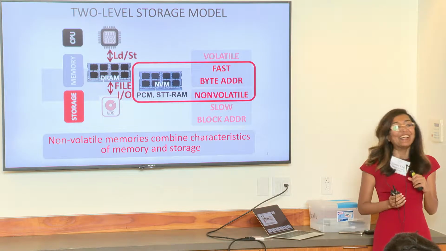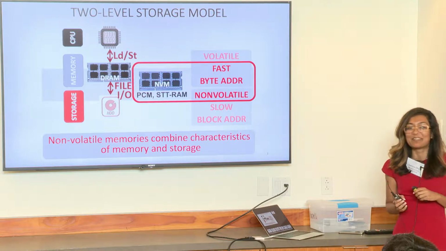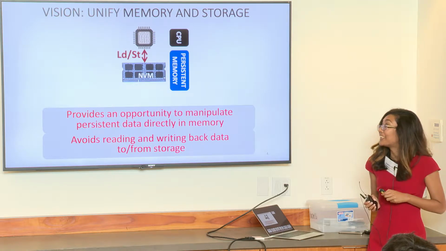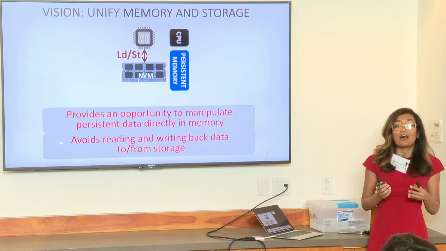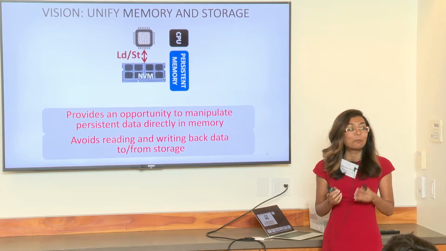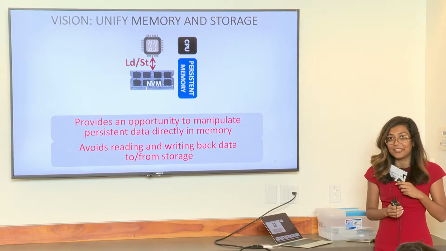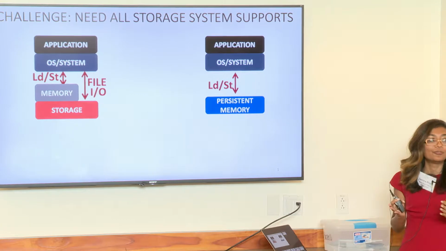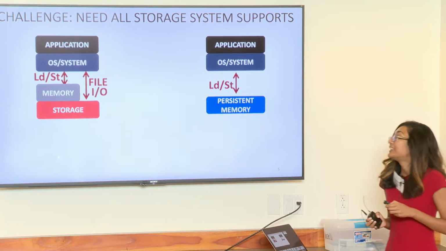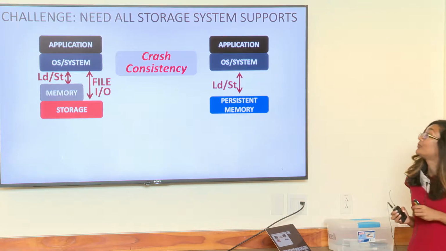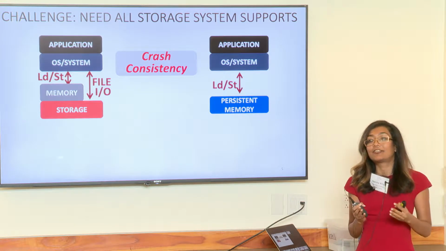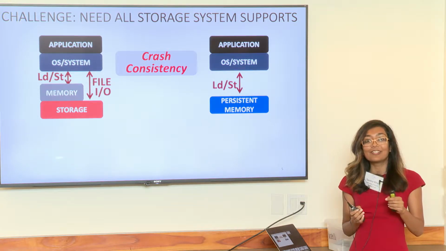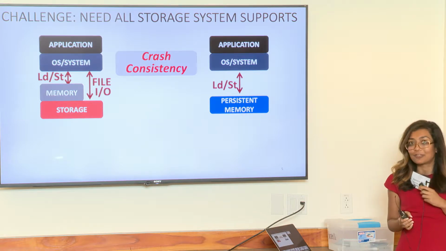We all know that we have these amazing non-volatile memory technologies where we can combine the characteristics of both memory and storage. And the benefit is now we have an opportunity to manipulate persistent data directly in memory. So it has a lot of benefit performance-wise compared to traditional storage devices. But the challenge is what happens to all the system support that traditionally comes with our storage devices. And one particular thing that I'm interested in is crash consistency.